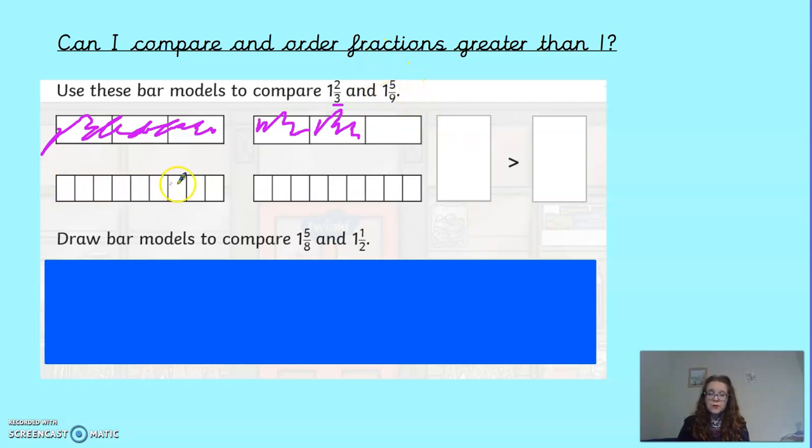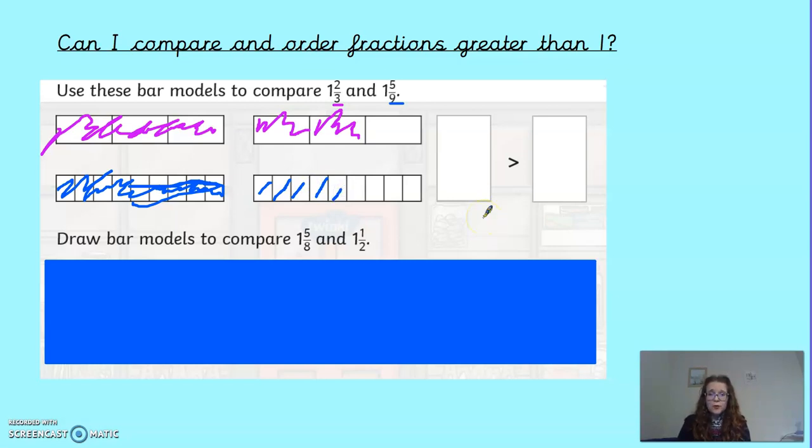So my bar model has been split into 9 parts because there are 9 parts to each whole. Again, I've got a whole here. So I'm going to colour in my whole bar model. That's it. And then I've got how many parts? I've got 5 parts. So I'm going to colour in 1, 2, 3, 4, 5 parts.